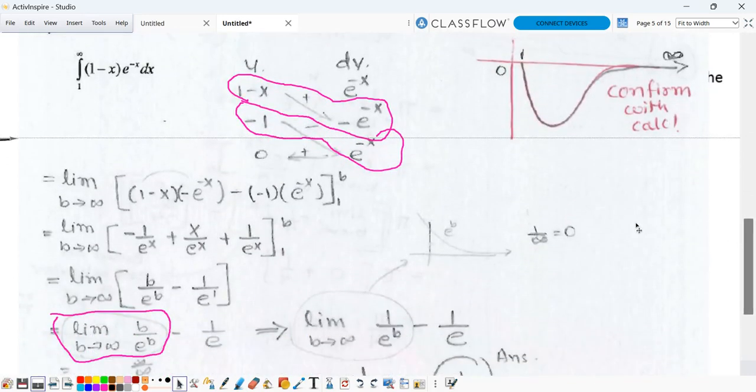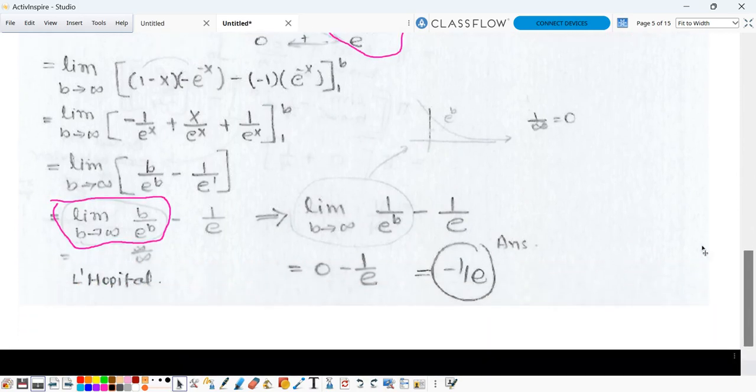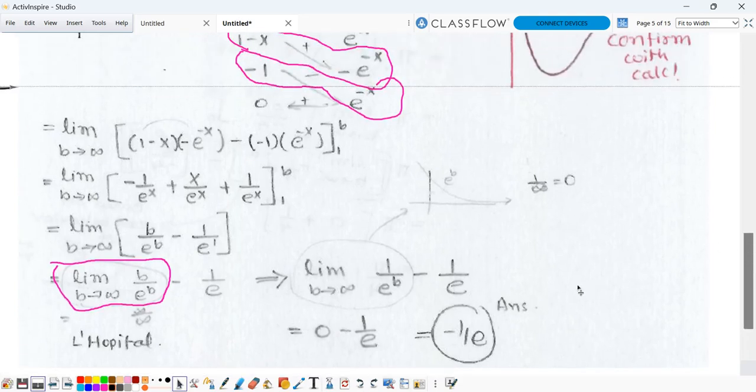One was an improper integral with PFD. This is an improper integral with integration by parts. Hope you have learned something, and if not, watch this video again and again and make sure you know this. Thank you.